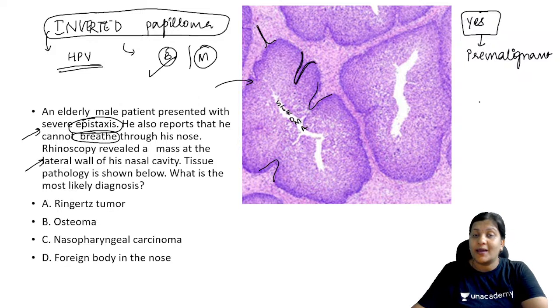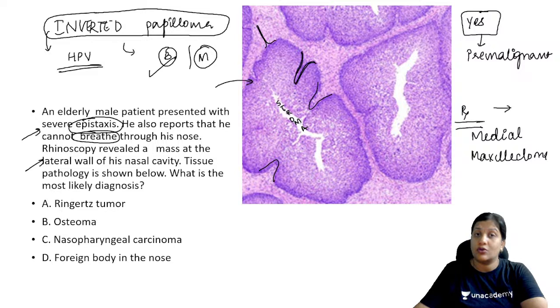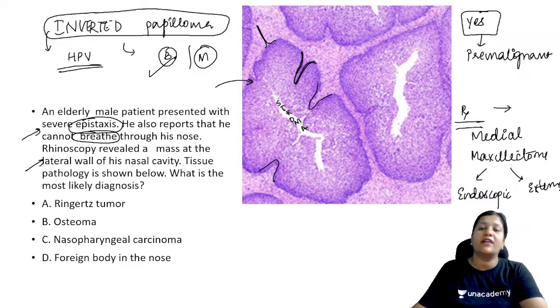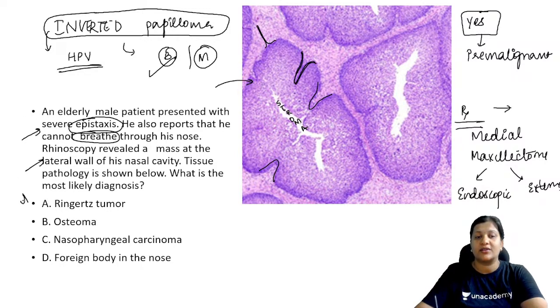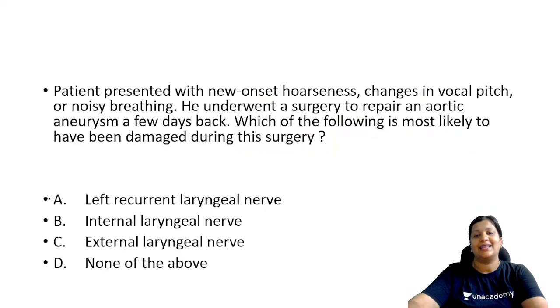It is diagnosed by CT and MRI, and the treatment for this condition is medial maxillectomy. So medial maxillectomy has to be done. This can be done endoscopically or with external incision. So medial maxillectomy is the treatment of choice, either endoscopic or external. One of the two approaches. Commonly what we do is endoscopic because it avoids the scar. So the answer to this question is Ringer's tumor. So I hope you learned everything about inverted papilloma in this MCQ. Great. Now let's go to the next question.